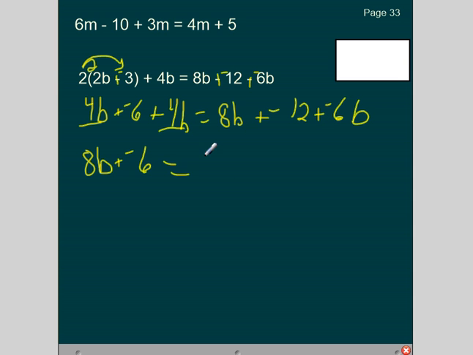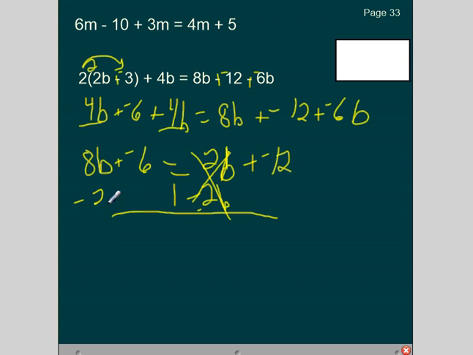8 plus negative 6 is going to give me 2b. That should be a b, guys, sorry. Plus negative 12. All right, so I've simplified both sides of the equal sign. I'm going to use inverse operations to bring all of my terms with a variable to one side. So I need to bring this 2b over to the other side. In order to do that, I have to cancel it by doing minus 2b. Those cancel. Over here, I'll have minus 2b. So that will be 6b minus 6 equals negative 12.